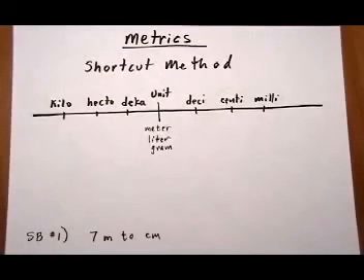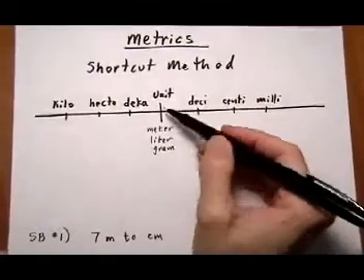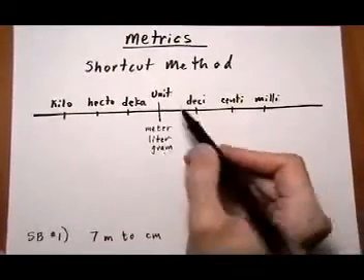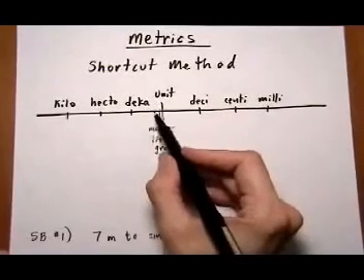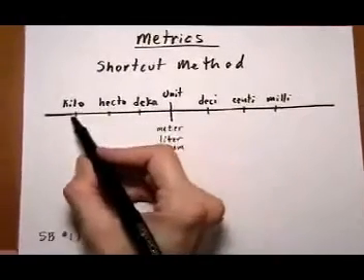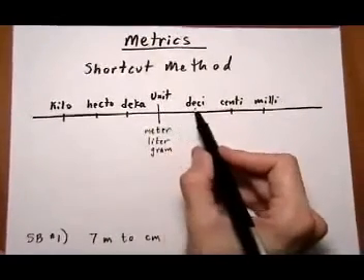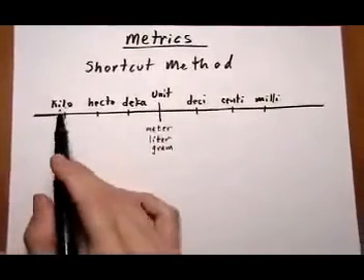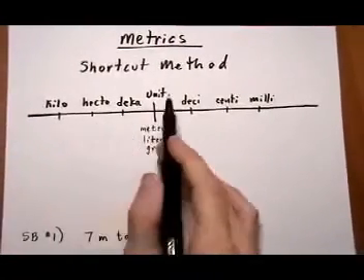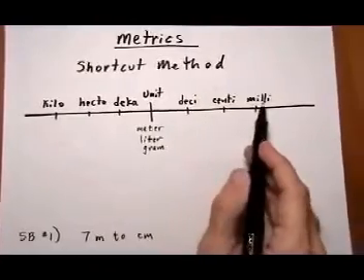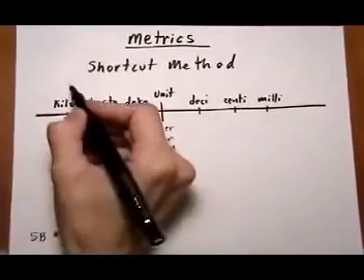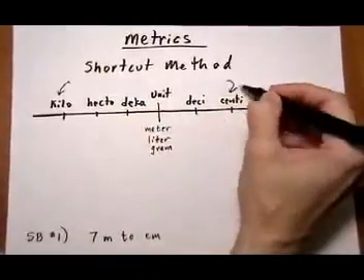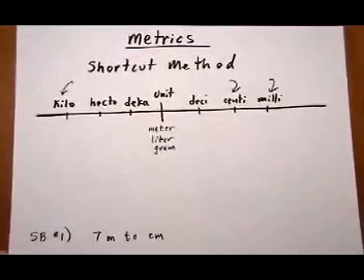Metrics using the shortcut method. First, we start with a number line that has the regular unit in the middle, so either meter, liter, or gram. And then going to the left, we have prefixes that are larger than the unit, and going to the right, we have prefixes that are smaller than the unit. And going left to right, we read kilo, hecto, deca, then the unit, deci, centi, milli. And the three you want to really focus on are kilo, centi, and milli. They're used the most often.